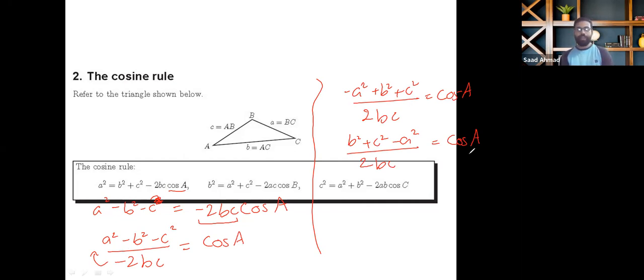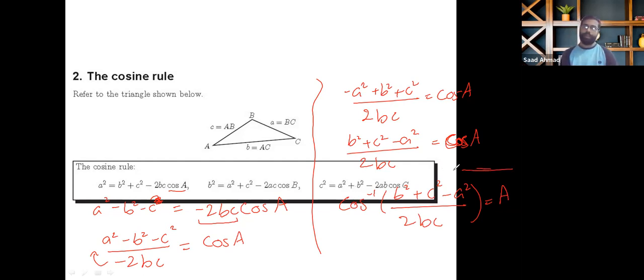Then, to find A, I need to get rid of this cos function. To get rid of that, we have the inverse function. So we do cos inverse on both sides. You can also find this function on the calculator, so you don't have to worry about it. The cos inverse will cancel out, giving you A.